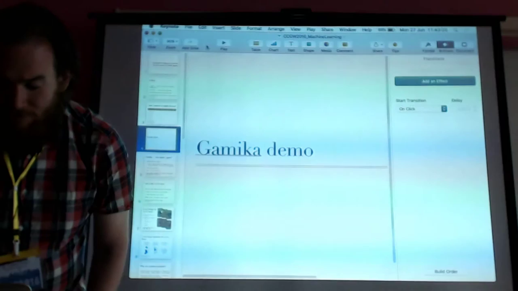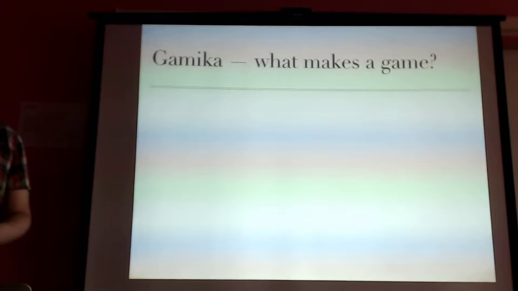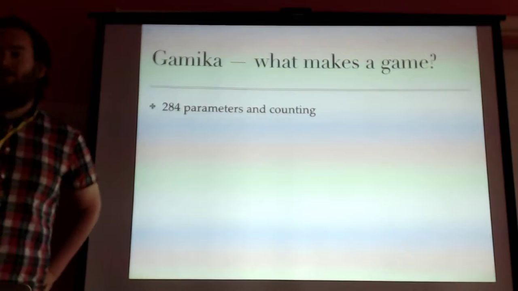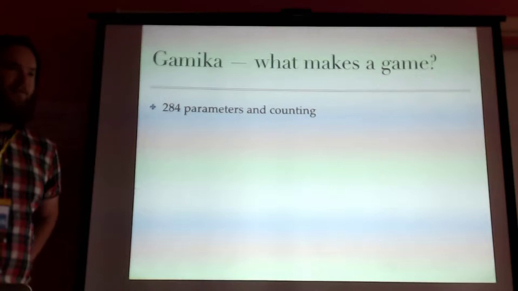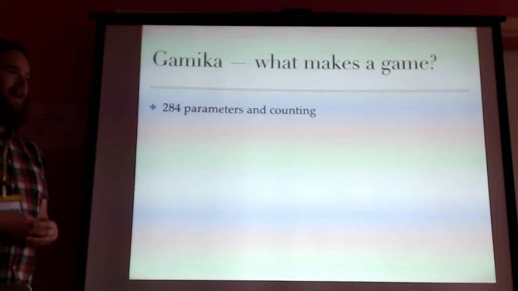Okay, so what makes a game in Gamica? There are, at present, 284 parameters in those screens, and every time we have a crazy idea for a parameter, and by we, I mean Simon, that number grows. So originally, we literally started with zero parameters, I think.